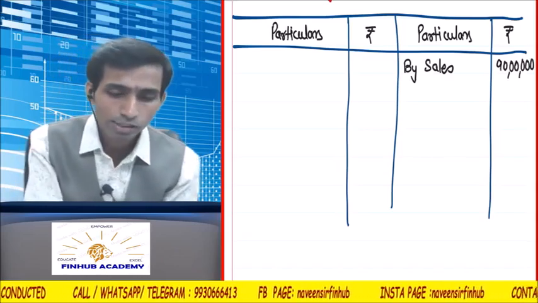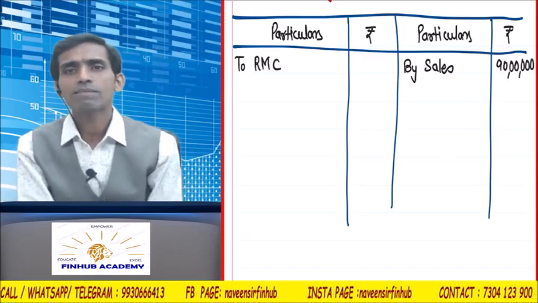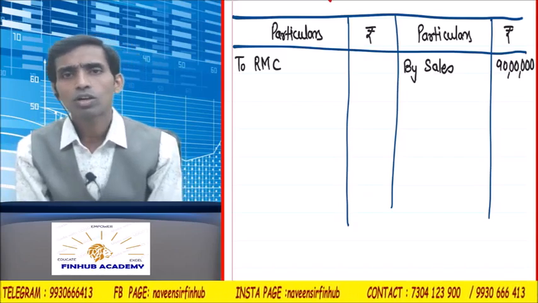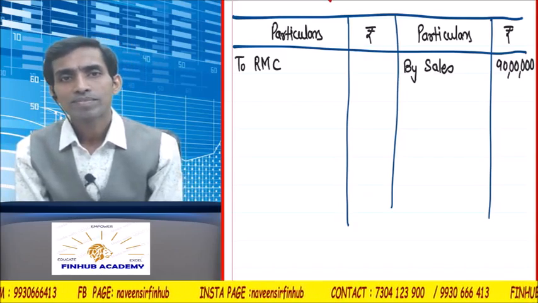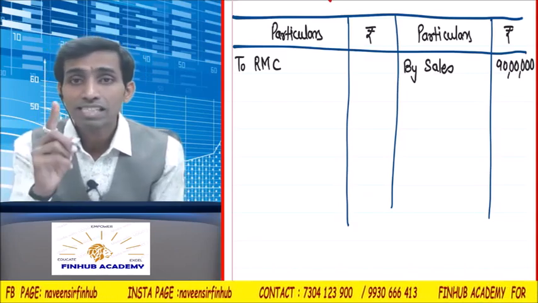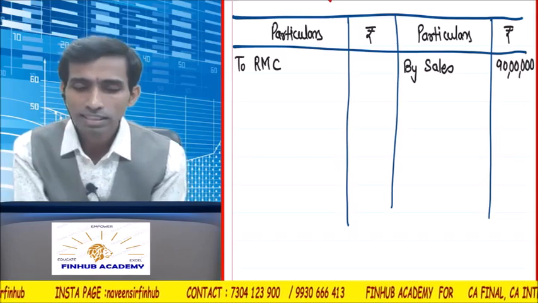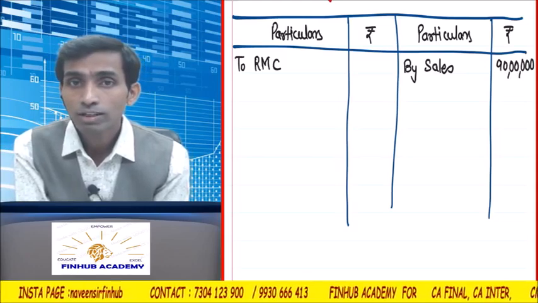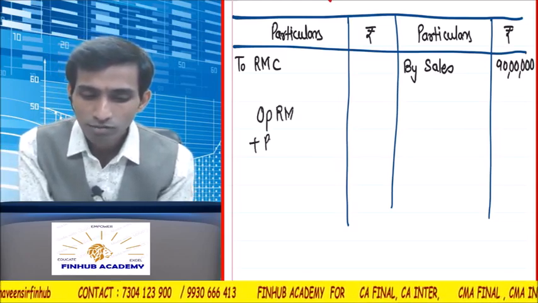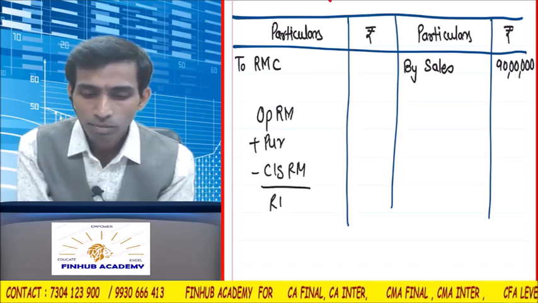Next is what? Material consumed. To raw material consumed. When I say raw material consumed, RMC, is the opening stock, closing stock, everything considered or not? It's considered. Those who are uncomfortable, listen carefully. We will do it in one of the sums. But how do you get raw material consumed? Opening raw material plus purchase of raw material minus closing raw material gives raw material consumed.